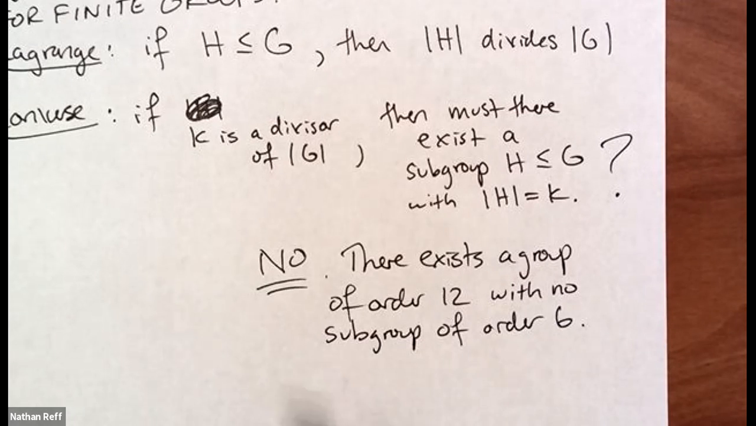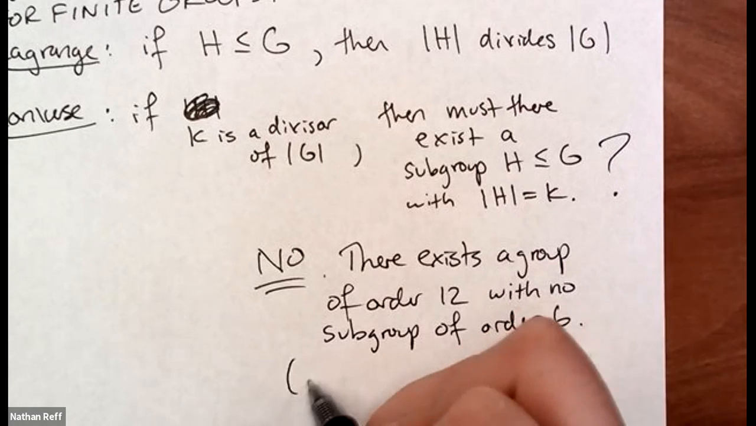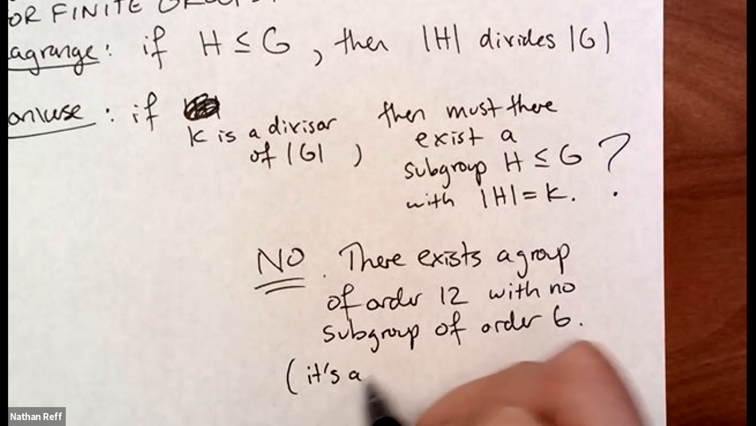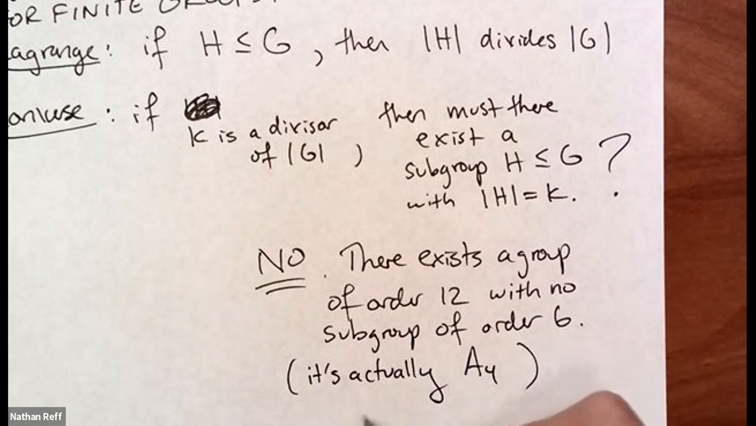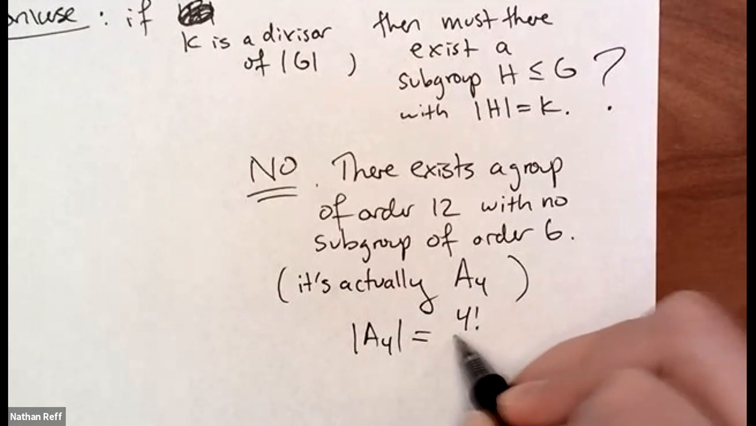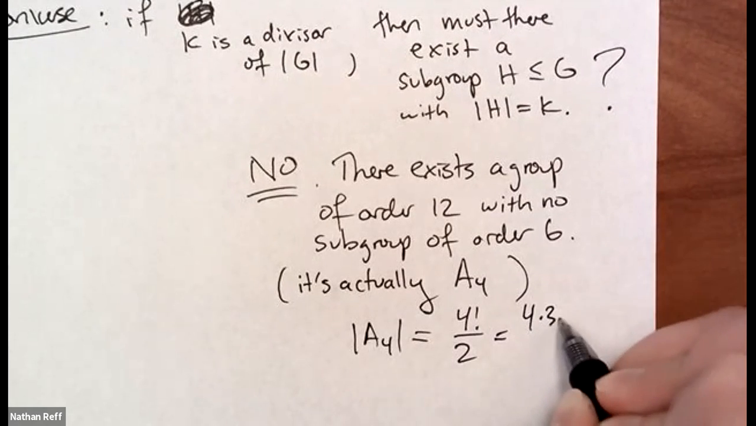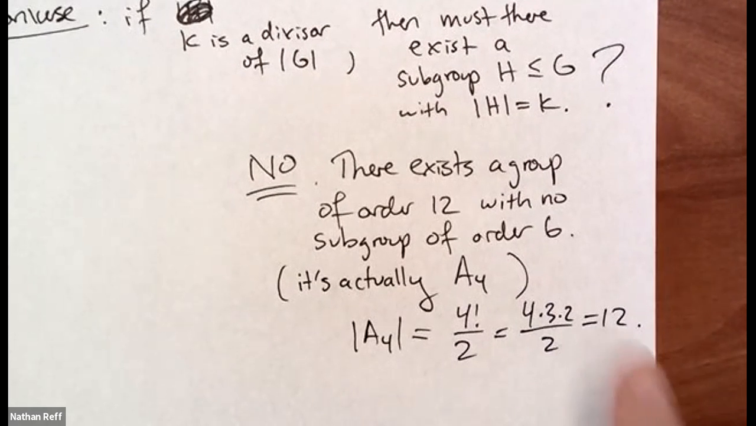And it's actually A4. You remember that the order of A4 is 4 factorial over 2, which is 4 times 3 times 2 over 2, which is 12. So if Lagrange's theorem had a converse, it would be just like the fundamental theorem of cyclic groups.